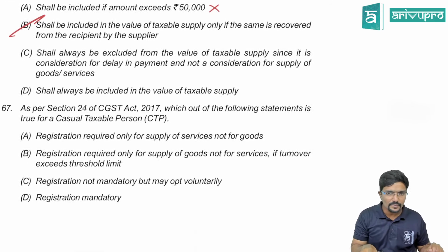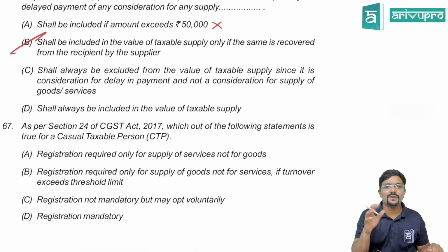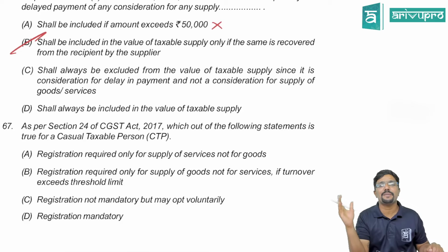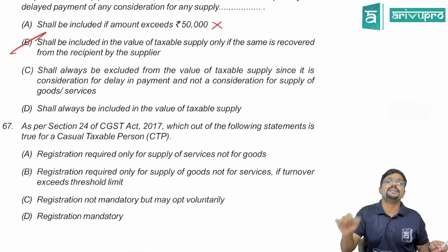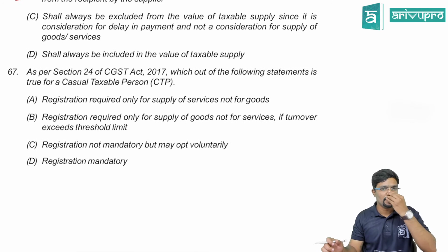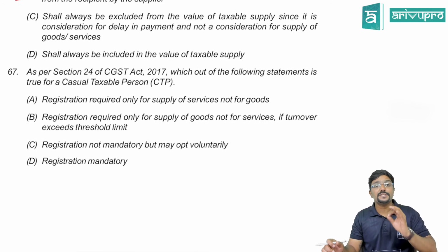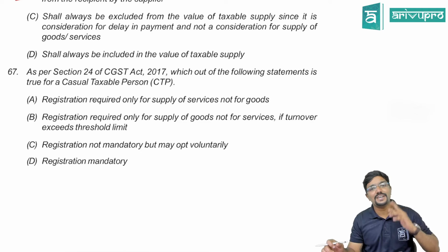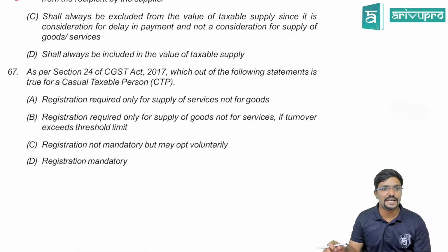And what will be the time of supply for all these additions, that is interest, late fee or penalty? The date on which that addition is received, as per subsection 6, guys. Subsection 6 of what? Section 12 for goods and 13 for services in CGST Act.